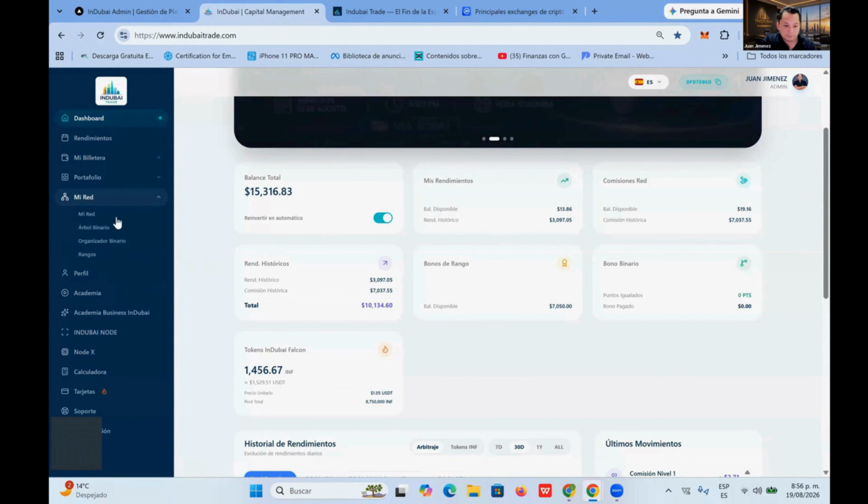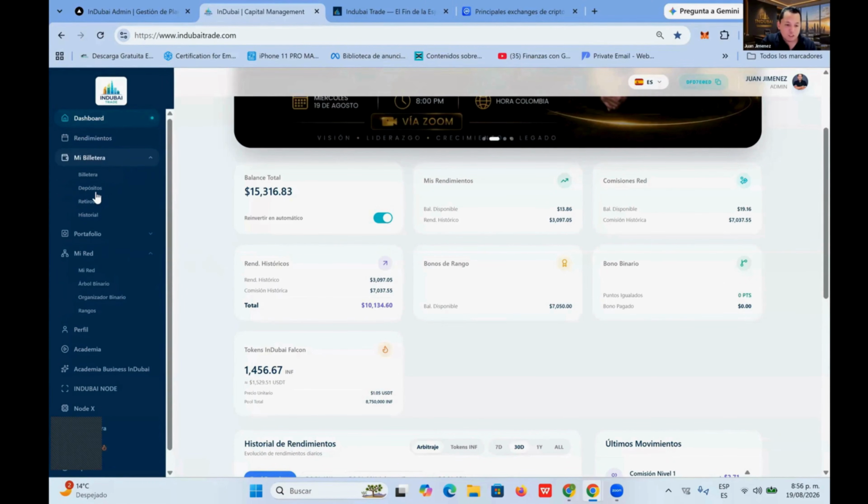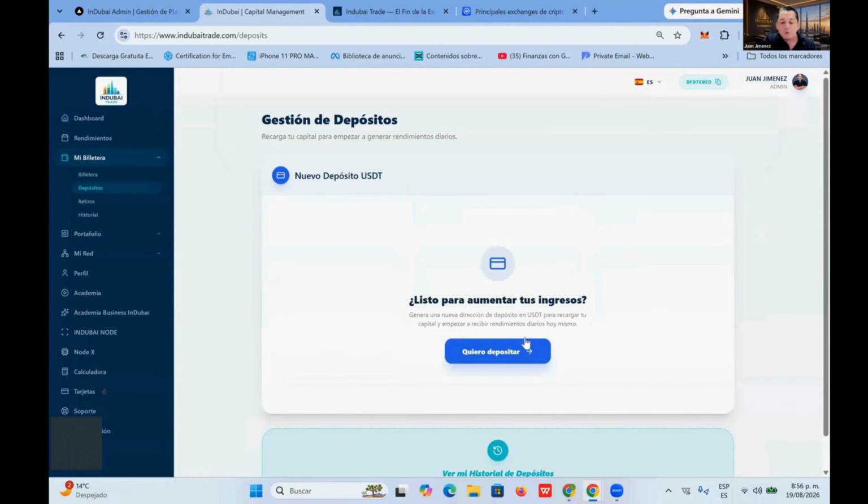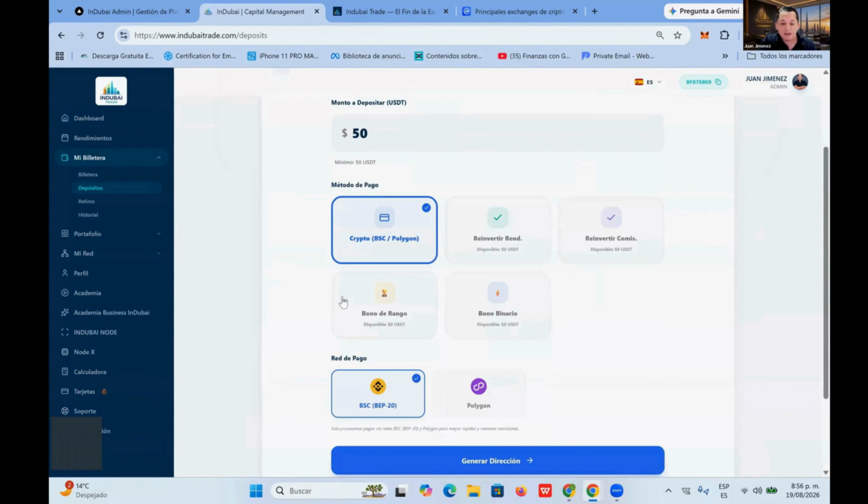One other little thing here. When you go to deposit, you will be able to deposit into your account using the rank bonuses you generate and the binary bonuses you generate. How about that news, Luis? The binary bonuses and the rank bonuses. You can use them to deposit into your account and put them to work in arbitrage. How about that? Powerful, very powerful. You can do it now, you can do it without any problem.